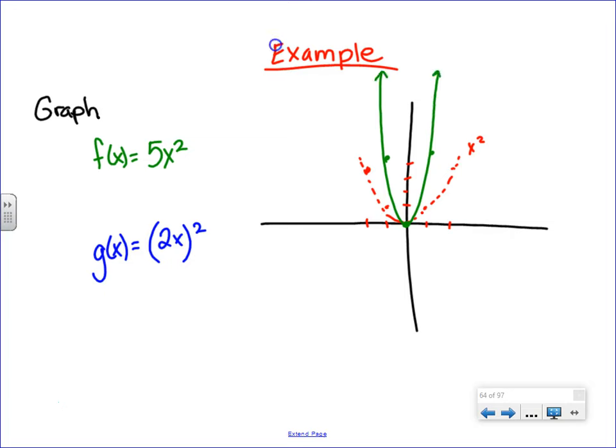It got vertically stretched by a factor of 5. So all the y values, if I have points, I can just multiply the y's. The x's stay the same. There's still a point at 1. But instead of going up 1, now it's going up 5. Now what's going on in the next one?